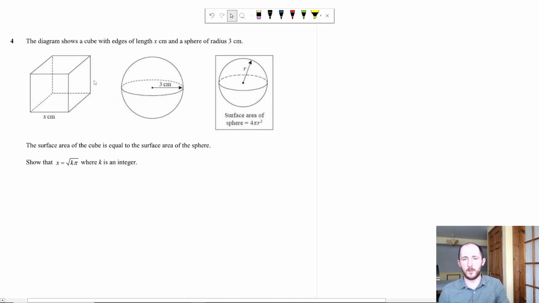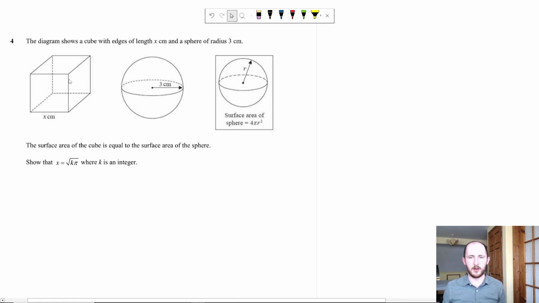So for this question, we get shown a cube with edges of length x and a sphere of radius 3 centimeters. They give us the surface area of a sphere formula, which is quite nice. And it says the surface area of the cube is equal to the surface area of the sphere. Show that x is equal to the square root of k pi, where k and pi are both in the square root. So, if we think about it, how do you work out the surface area of a cube?